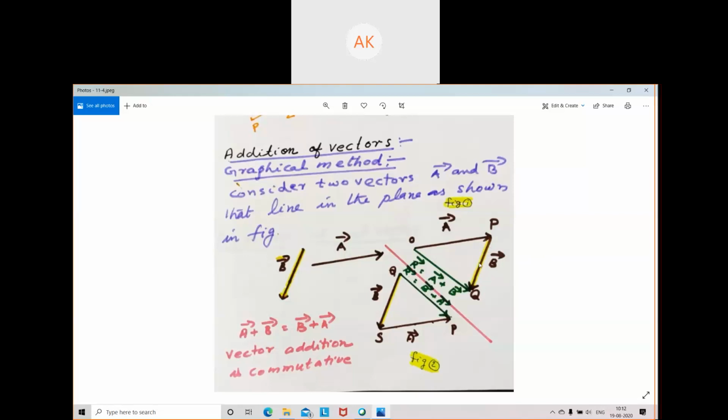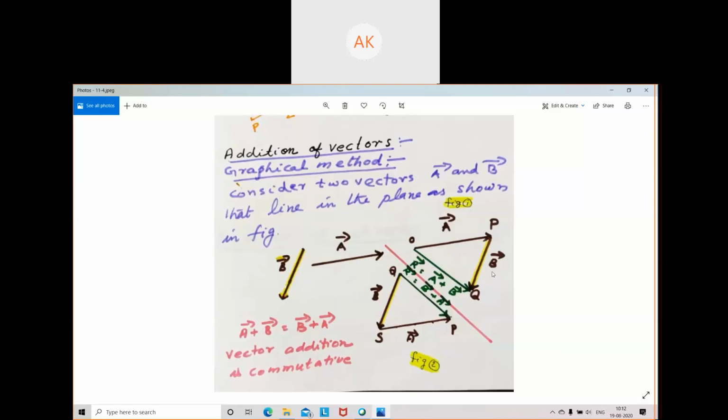Then we have the tail of vector A and the tip of vector B. Join them with a line using the green colored pen. I have drawn it with the green colored pen. What is joined there? The tail of vector A to the tip of vector B. Now that will represent the resultant vector. The resultant vector is the sum of these two vectors.